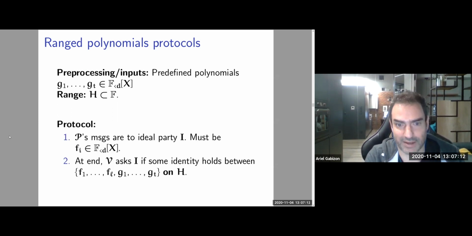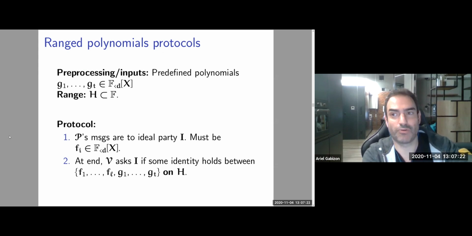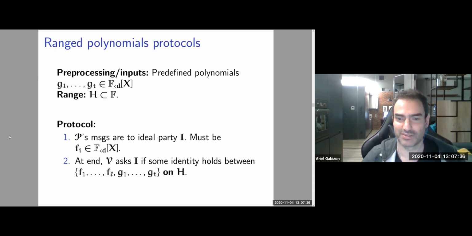And now how does the protocol proceed? Same thing, the prover sends polynomials of a certain degree. But in the end, when the verifier decides to accept or reject, he asks if the identities hold on this subset H instead of globally.